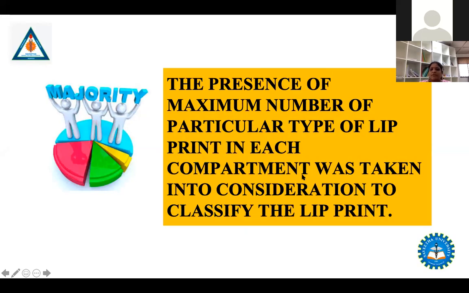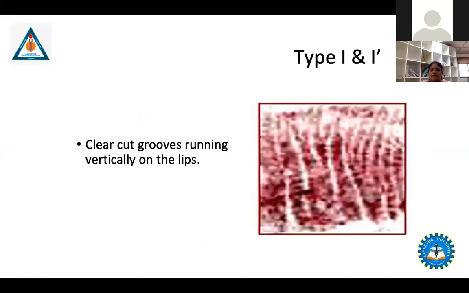3. So the presence of the maximum number of a particular type of lip print in each of the compartments, that is totally 12 compartments, was taken into consideration to classify the lip print. So in the 750 individuals, I could see that the classification given by Suzuki and Tsuchihashi was present in most of the individuals. Like I could appreciate type 1 as well as type 1 dash lip prints.